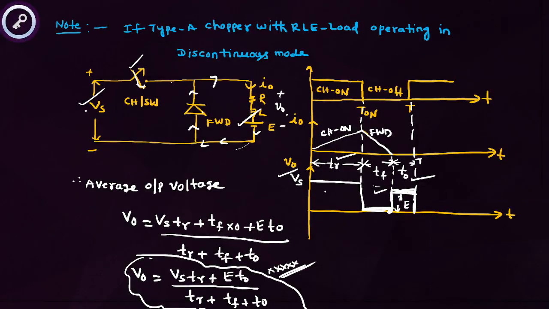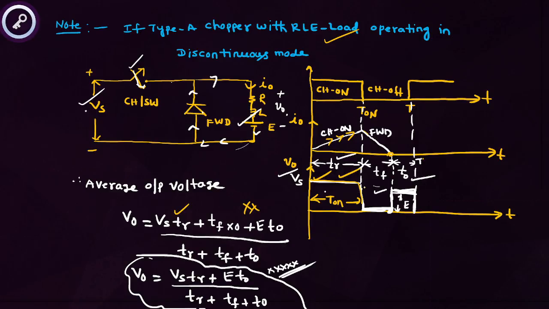Then, type A chopper is operated in the discontinuous mode with RLE load. How to write the formula? RLE load means before one time period the current is 0. Here, if the current is increasing, the chopper is on, students. Chopper is on, V0 equal to Vs during on time. This time is taken as TR. What is the output voltage? Output voltage equal to Vs.